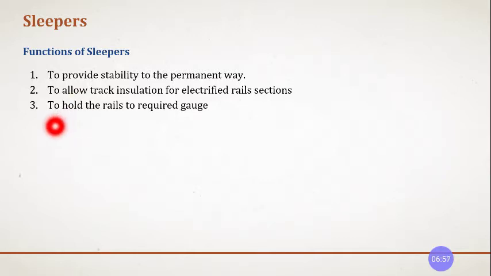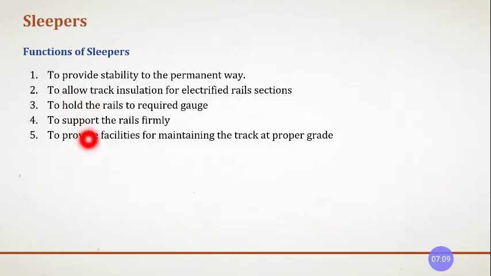One more thing, it should hold the required gauge. It should not displace every time. It should hold the rails at the correct position, so that there is no difference in gauge. It supports the rails firmly, to provide the facility of maintaining the track at a proper grade, and to absorb the vibrations of the train which come from the rail.